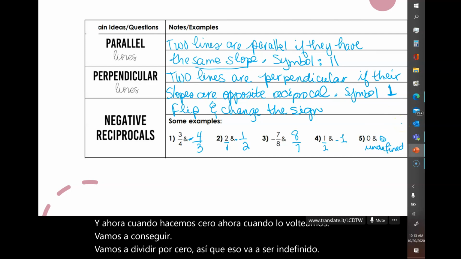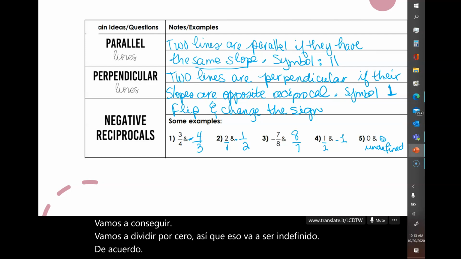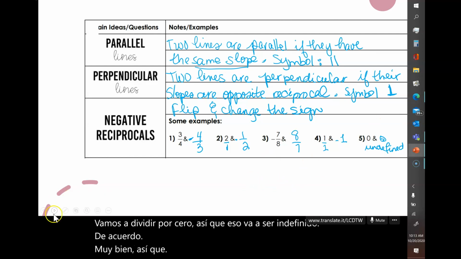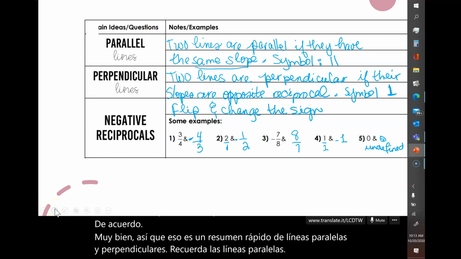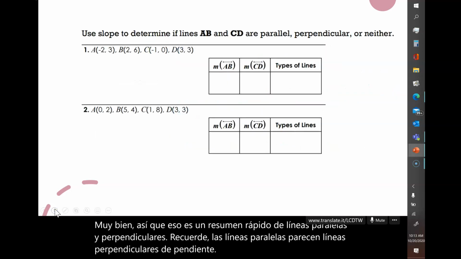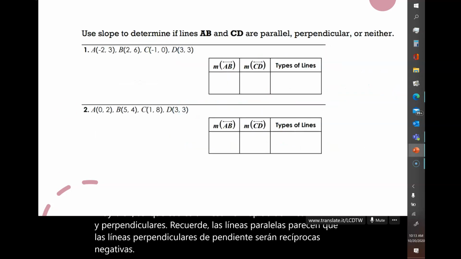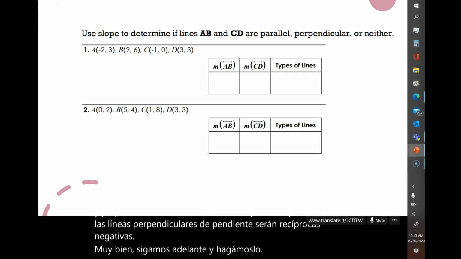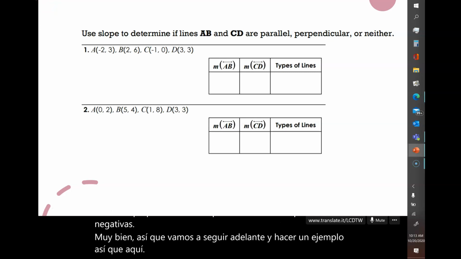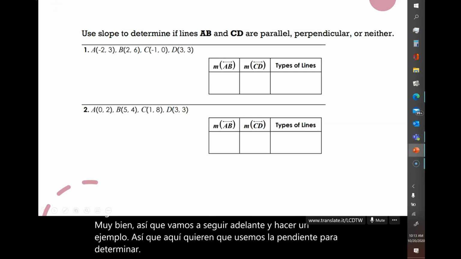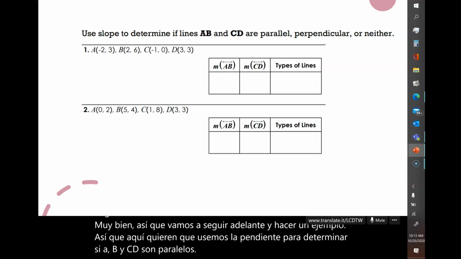All right, so that's a quick recap of parallel and perpendicular lines. Remember, parallel lines, same slope. Perpendicular lines will be negative reciprocal. All right, so let's go ahead and do some examples. So here they want us to use the slope to determine if AB and CD are parallel, perpendicular, or neither.